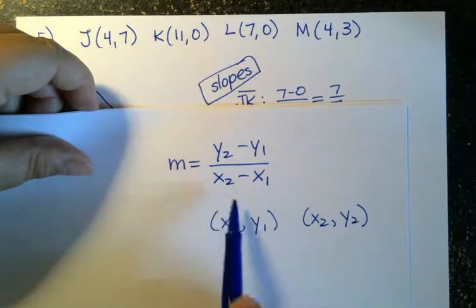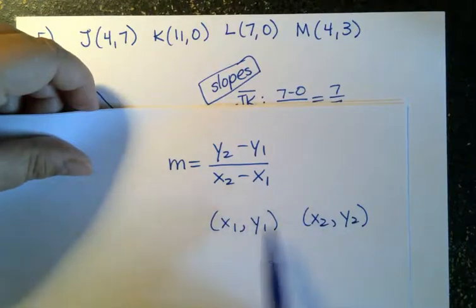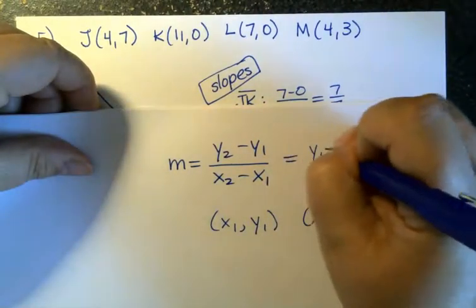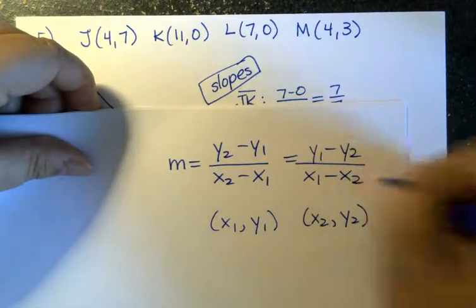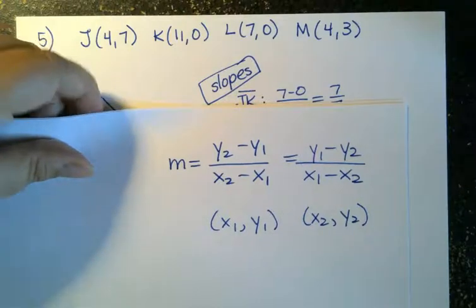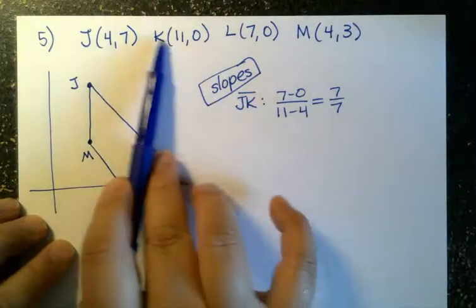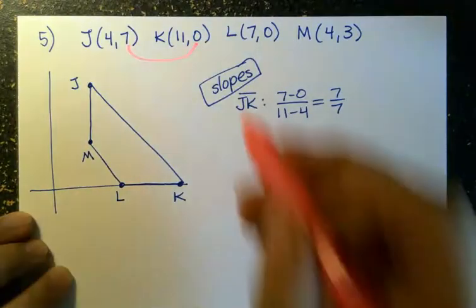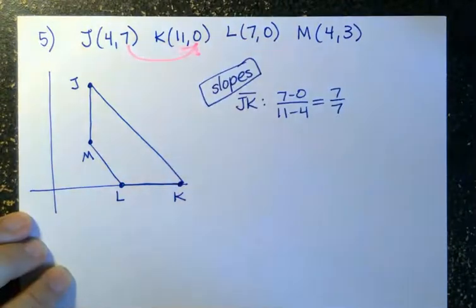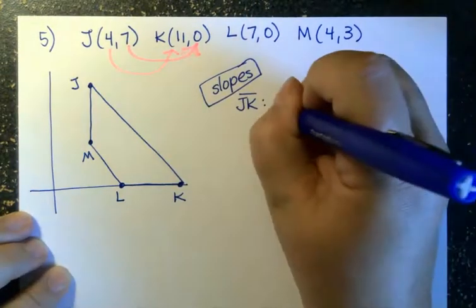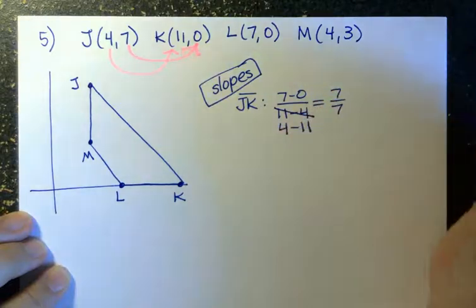Now, what does it matter with the order here? It doesn't matter which point you make point 1 and point 2. So it doesn't really matter which order you subtract in, as long as you are consistent. In other words, I could just as easily do this. It doesn't matter which point is point 1 and which point is point 2. It does matter that whichever order I do it for the y's, I also do it for the x's. And that was the mistake I made here. I did 7 minus 0 for the y values, going from J to K, which means I also needed to go from J to K for the x values and do 4 minus 11.